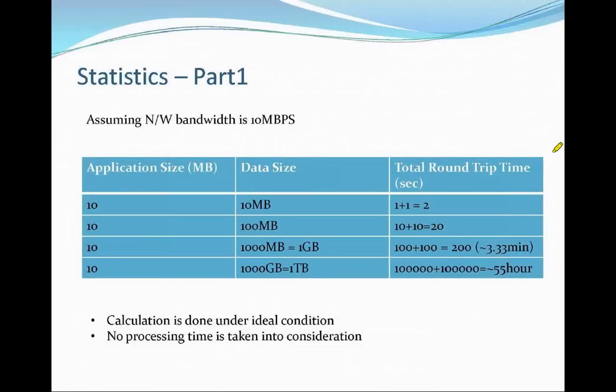So let's say this is a statistical model. I've assumed that the network bandwidth is 10 Mbps. And let's say I have the data size as 10 MB. Correct? The network bandwidth is 10 Mbps.